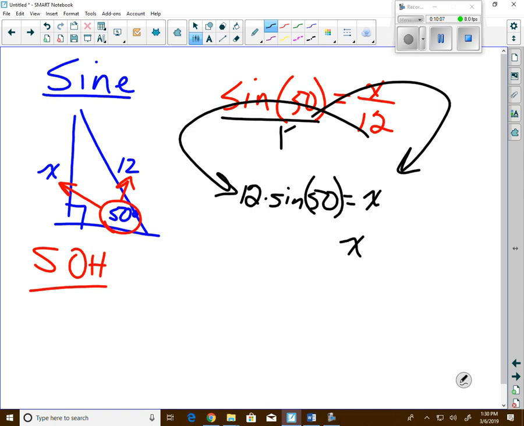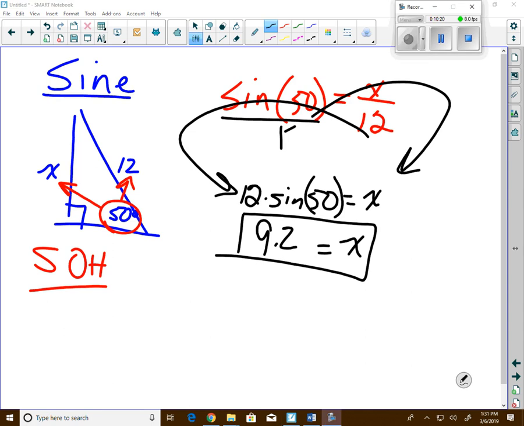And we get that x is 9 point what? 9.2. We agree. Okay, so that is using sine when we're looking for the opposite side. So our variable ended up being in the numerator of the fraction.